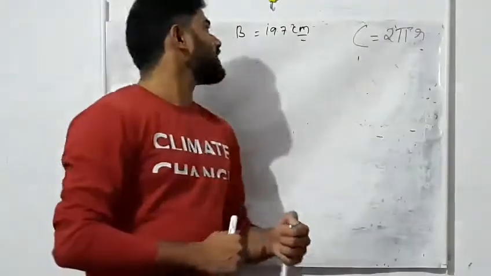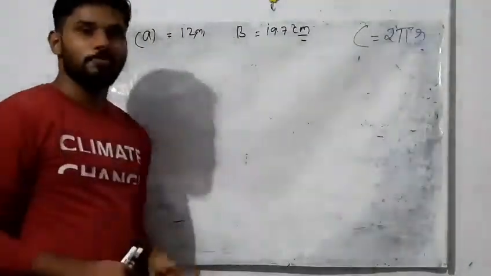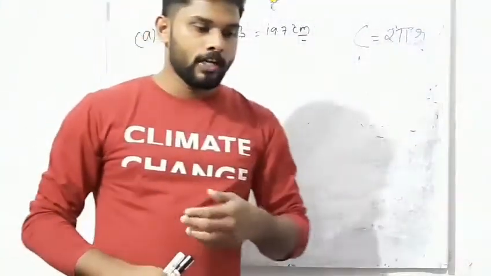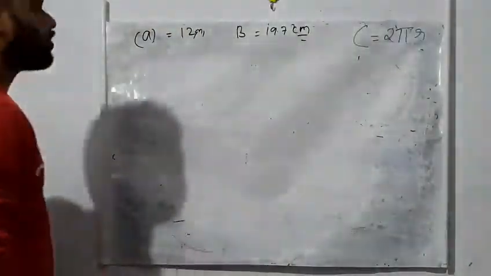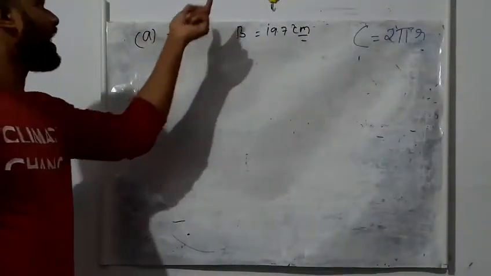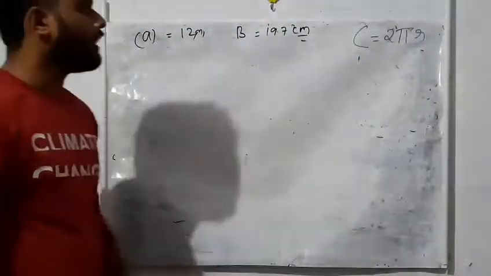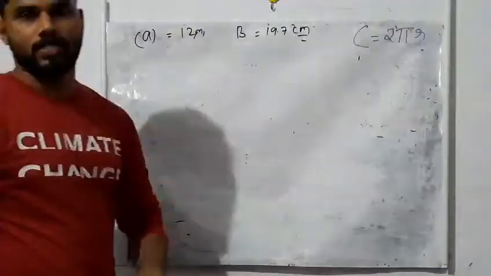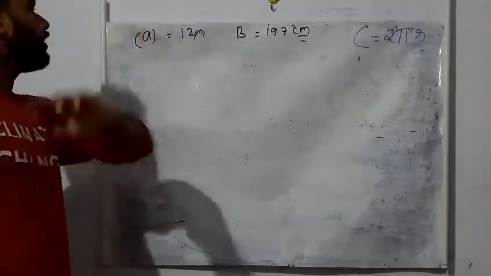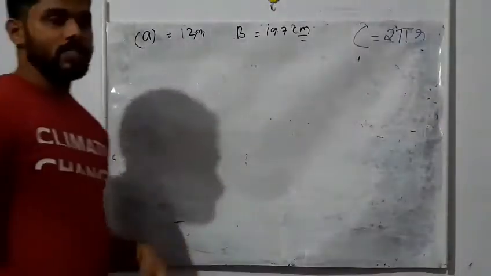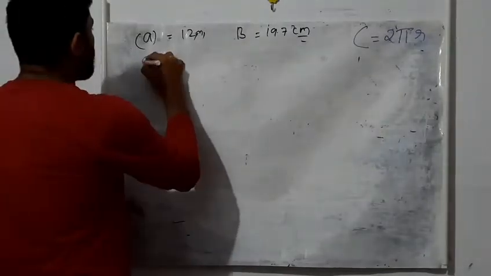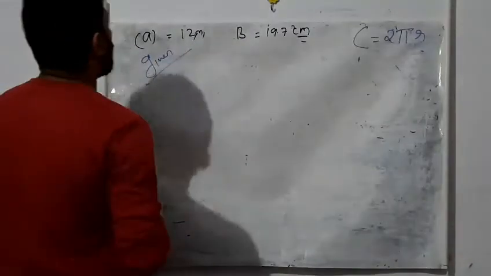Okay, students, now we can discuss the exercise 16.4, question number 1. The question is, we have to find the circumference of the circles whose radius are given below. Radius is already given: 12 meter and 19.7. These are two different questions, A and B. We are going to do A and B here. The rest of the questions you have to do as homework. A is 12 meter. So we are going to do the first one. What is given here? Radius.